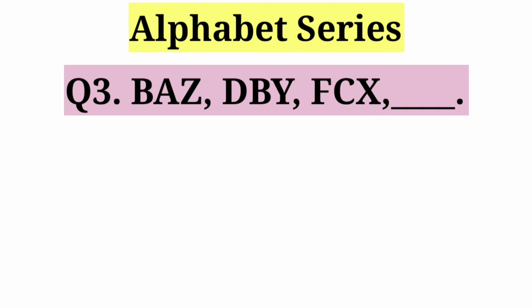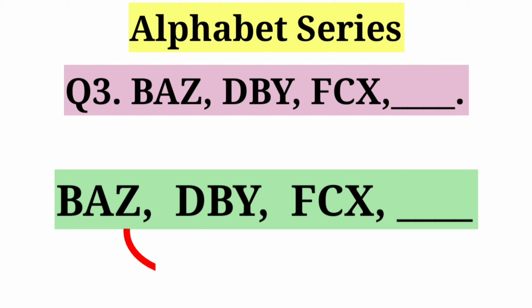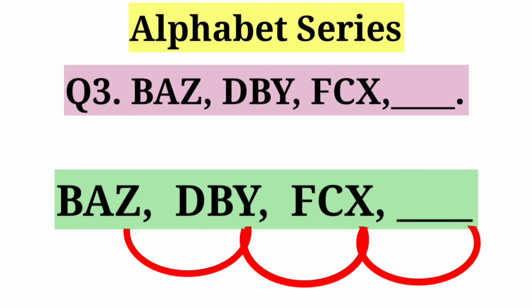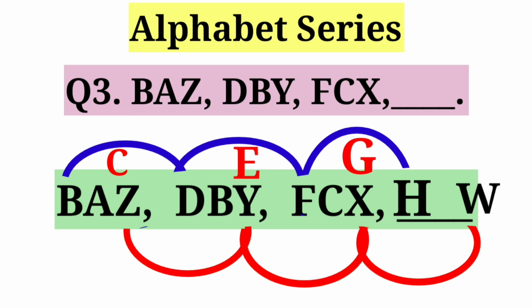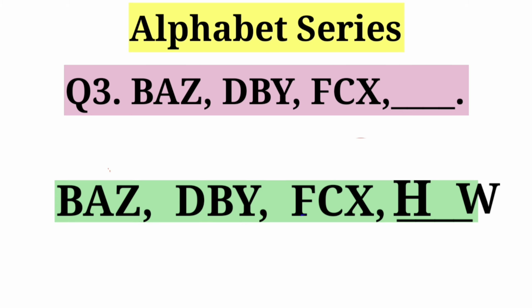And time's up. So again compare the alphabet, that is Z. Before Z comes Y, then before Y comes X. So before X comes W. So W will be the alphabet. Now we will compare the first digits. So B, we have left C, then we have written D. After that we left E and wrote F. After F we will leave G and write H.